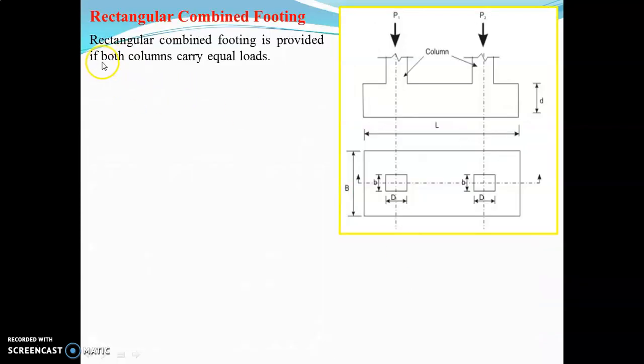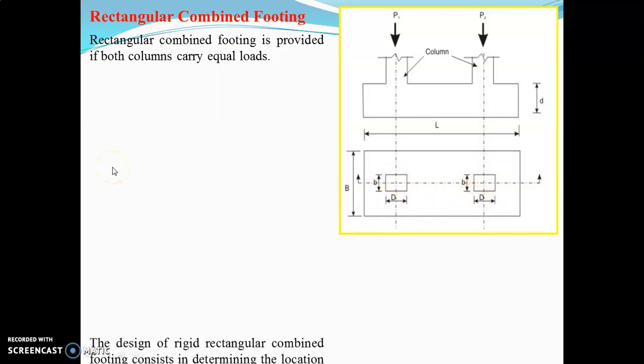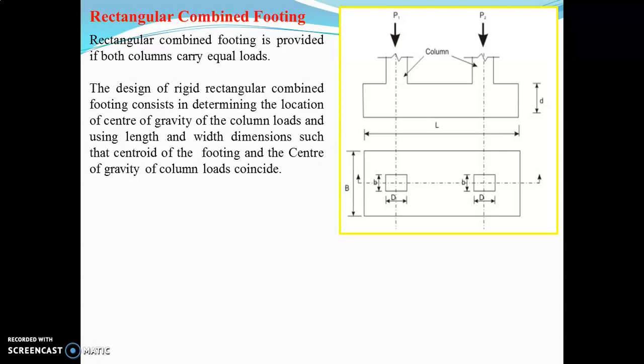Rectangular combined footing is provided if both columns carry equal loads. Okay, this is P1 and this is P2, these two are the columns, this is the depth. And this is the breadth and depth of the footing. Here this is a rectangular footing. How to design the rectangular combined footing, we'll see.